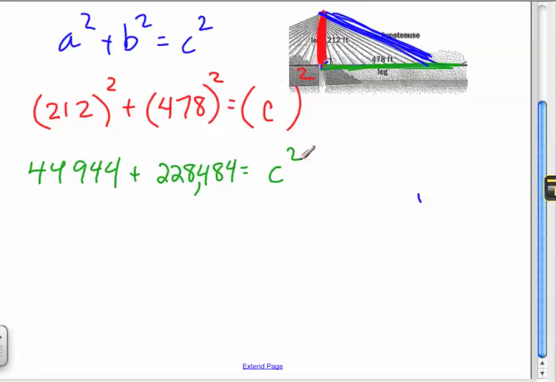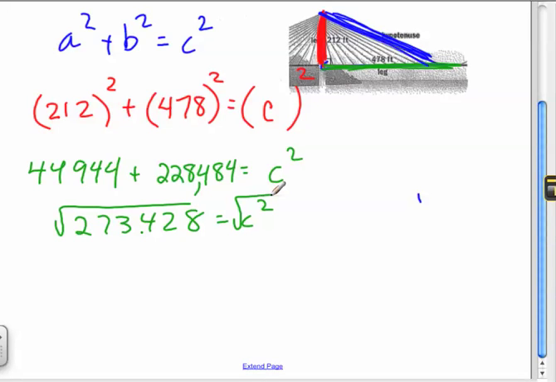You guys have got to stick with me. 273,428 is equal to C squared, right? Is that what we want to know? We want to know what C squared is? No. I want to know what C is. So that means, because it's algebra, I have to take the square root of the left side, and I have to take the square root of the right side. Yes? What is the square root of C squared? They undo each other, don't they? That's why we did it.